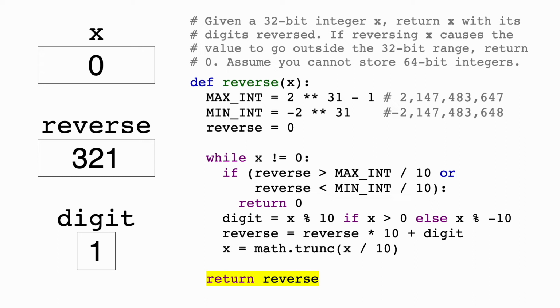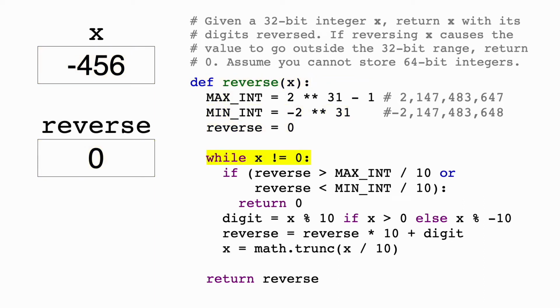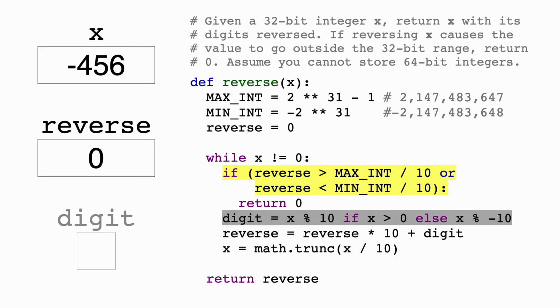Now let's do an example with a negative number. Let's say it's negative 456, so when we're done, we should return negative 654. Again, let's establish the max and min integers and set reverse equal to 0. X does not equal 0, and reverse is not less than min int, so let's go ahead and extract the ones digit. X is negative here, so we'll have to do negative 456 mod negative 10.